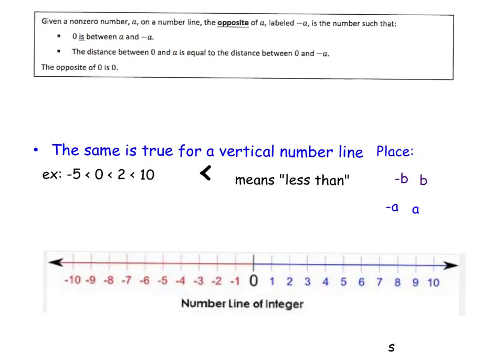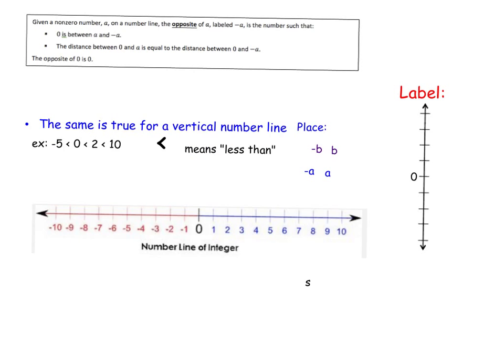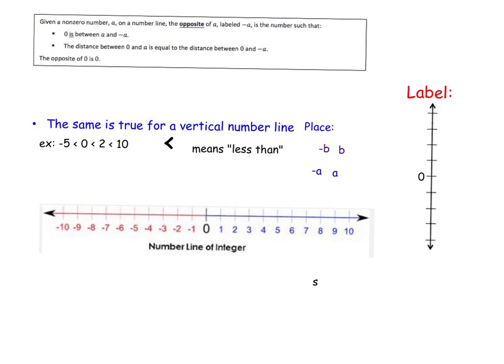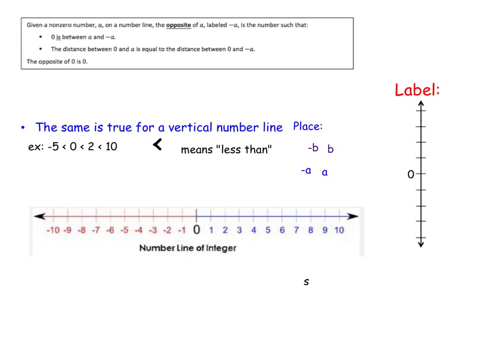Alright, so what we just talked about is that 0 is between the two opposites, directly, absolutely right in between. And the distance between 0 and A is equal to the distance between 0 and the opposite of A. Okay, so this is true with a vertical number line. Alright, there it is. So here's my 0 right here.